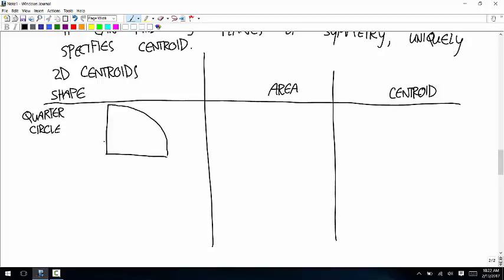Notice that this does have a line of symmetry, so this is a line of symmetry, and so you know that the centroid has to lie along that line, but I'm just going to give you formulas for the x and y position. So here's the centroid, and let's call this distance x bar, and this distance y bar. The area is just pi r squared over 4. Where this is the radius.